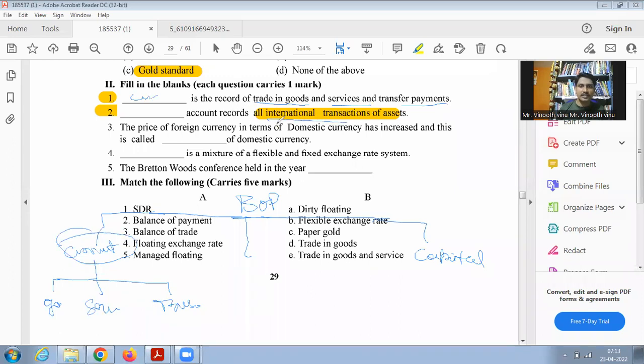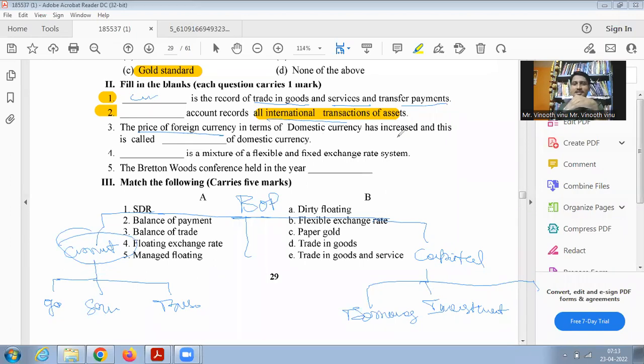Under the international transaction assets, the capital account maintains asset making by taking borrowings and foreign investments. So investments create assets. These are the things under the capital account. Cleared, I think.